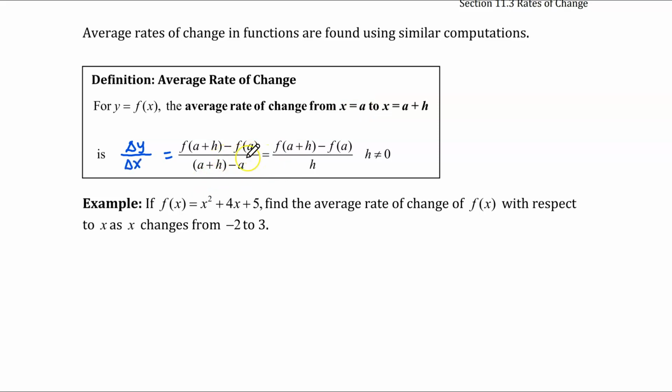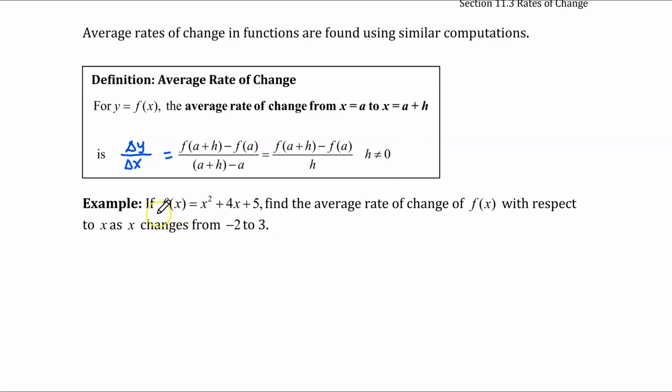And simplifying this, we have f of a plus h minus f of a. This is the difference in the y values evaluated at these points, divided by h. h is the distance from point a to point a plus h. Now, to illustrate this, let us consider the following example.